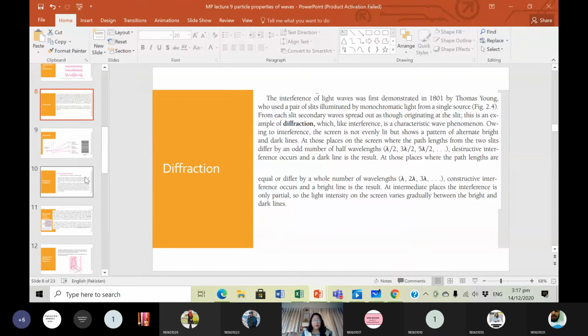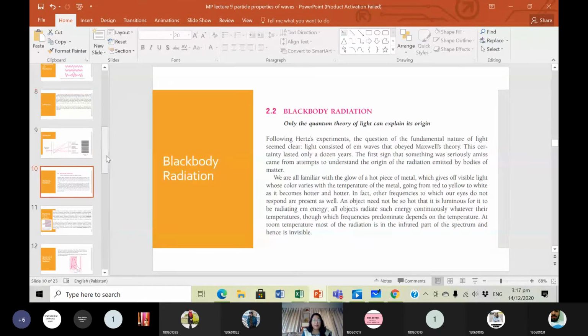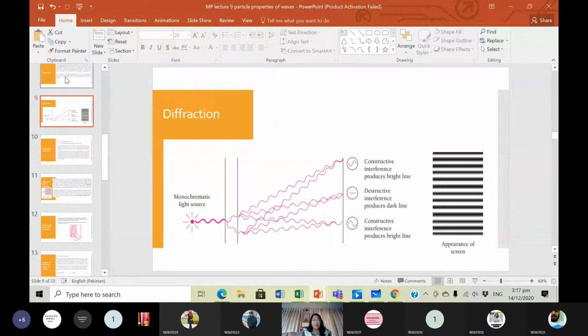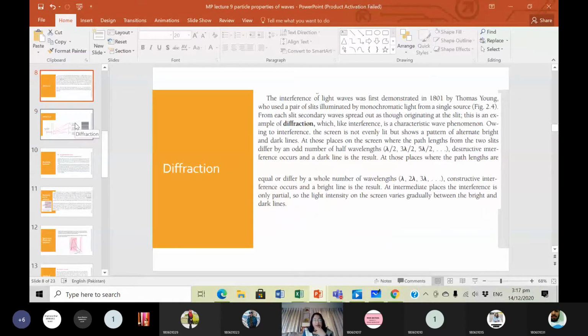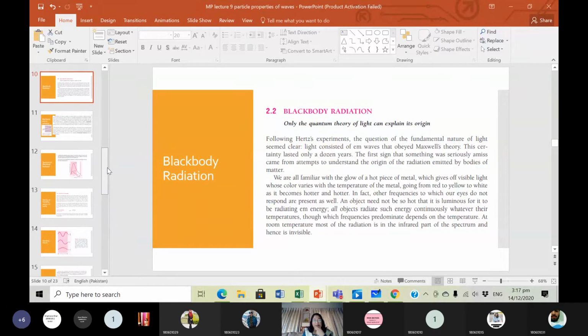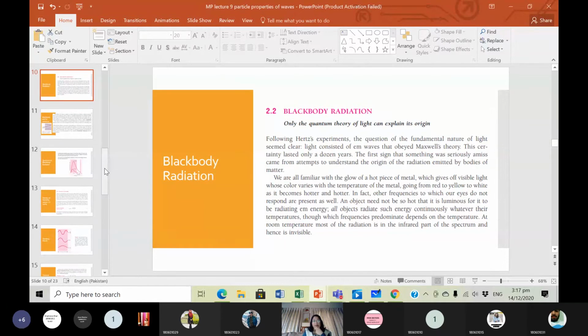So that was about diffraction. We don't have to go that much into the details because everyone already knows what diffraction is basically, ठीक है? And we've studied Young's double slit experiment in previous courses as well. So today our main topic will be black body radiation, ठीक है?